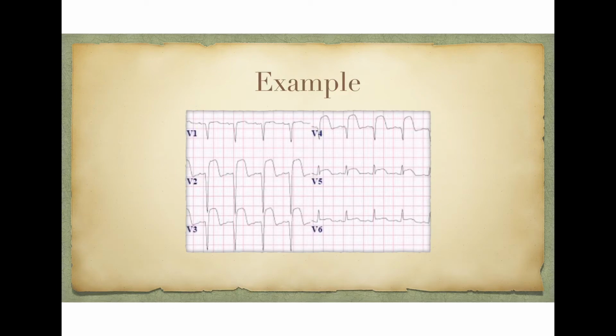Here's another common example you'll see. In this case, you see very, very prominent ST elevations in leads V2, V3, V4, and V5, which is typical for involvement of the LV apex. Sometimes it's also called an anterolateral MI, although in general the location of the wall that would be affected would be the apex.